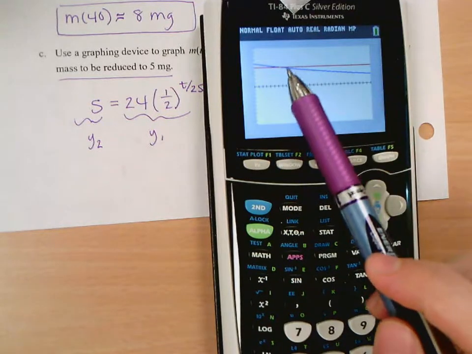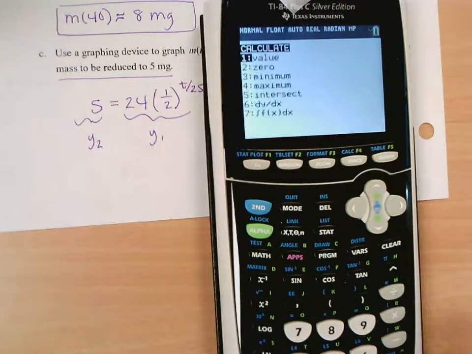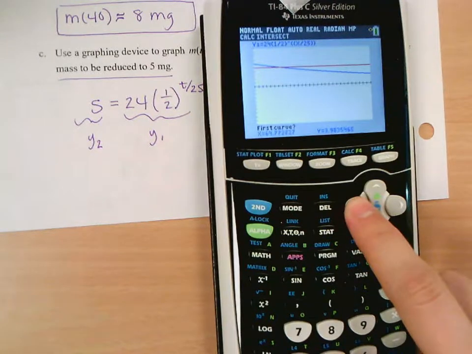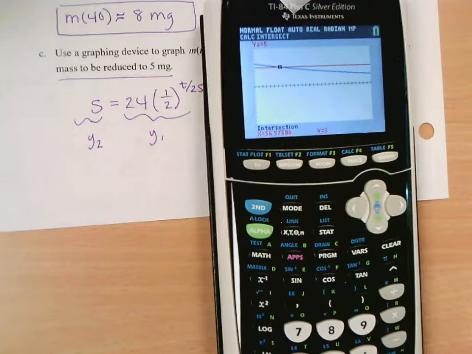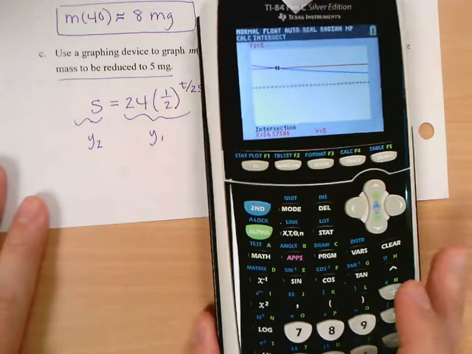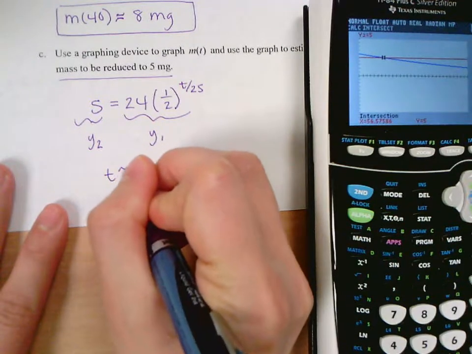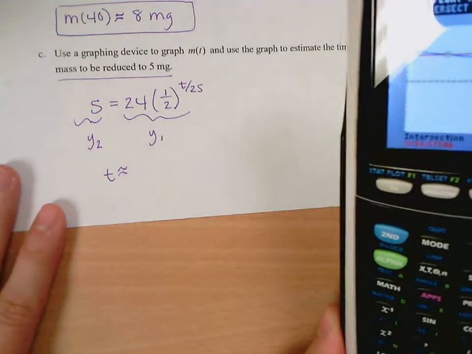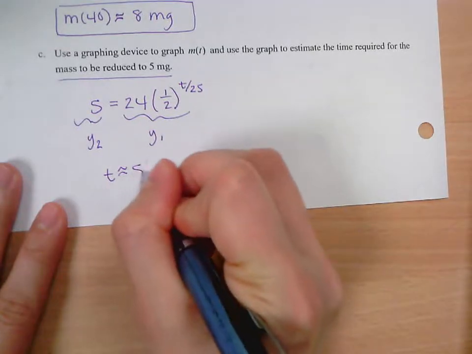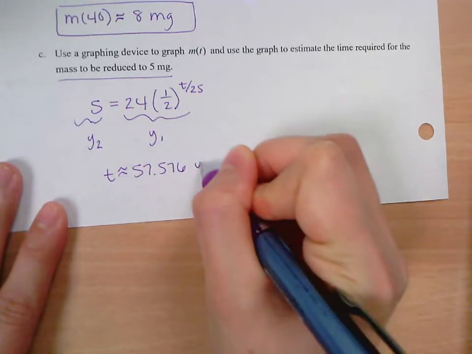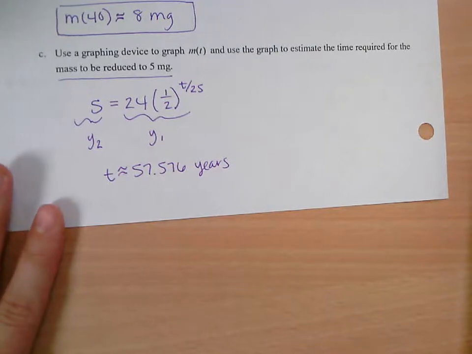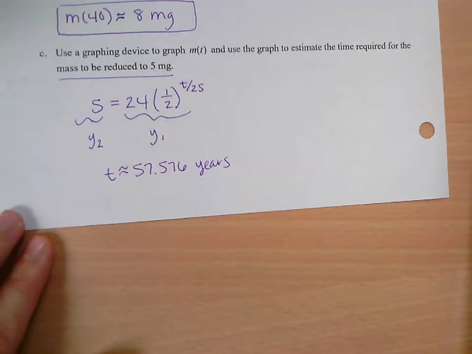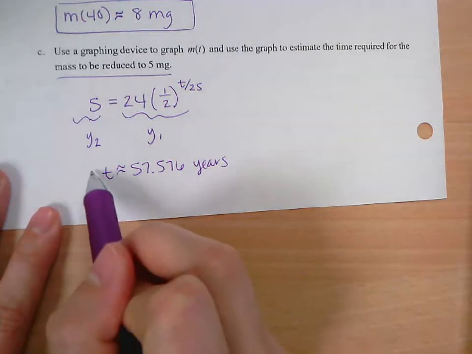So then when you can see they intersect, you're just doing the second trace, option 5 for intersect. I'm just going to move my cursor so it's closer to where they intersect, not exactly on it. But then I can see they intersect at approximately 56.576. So t would be approximately 56.576, and that's in years. So it would take approximately 57 and a half years for it to be reduced to 5 milligrams.